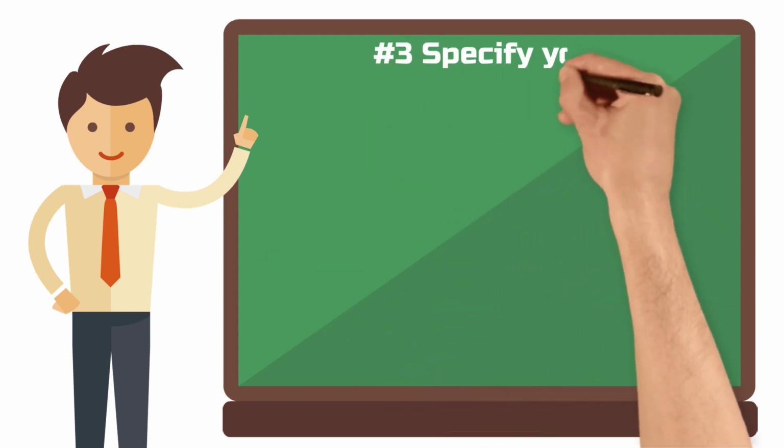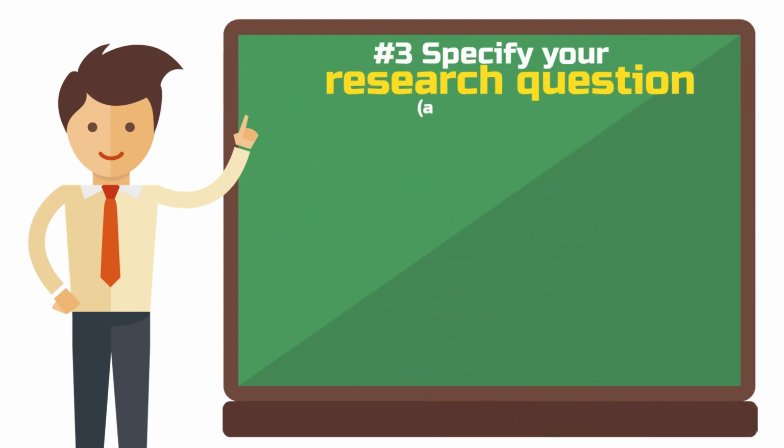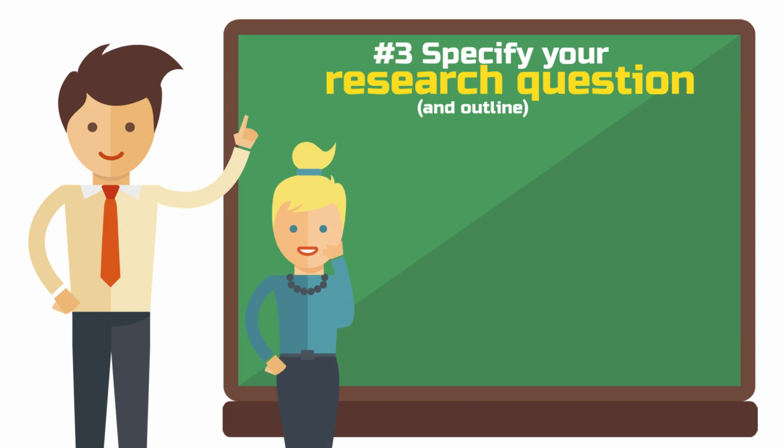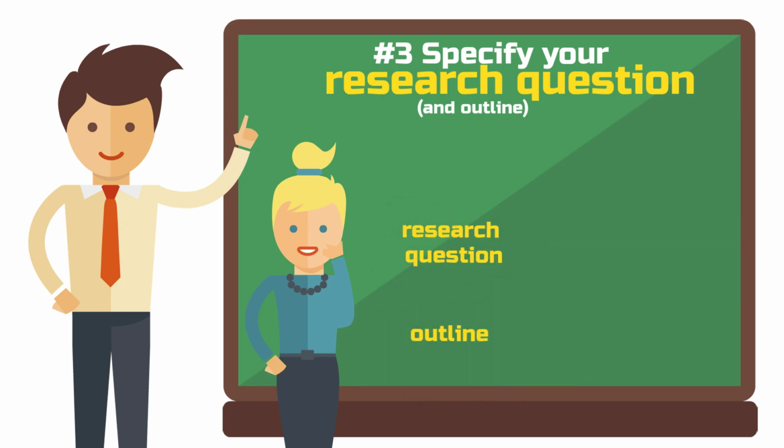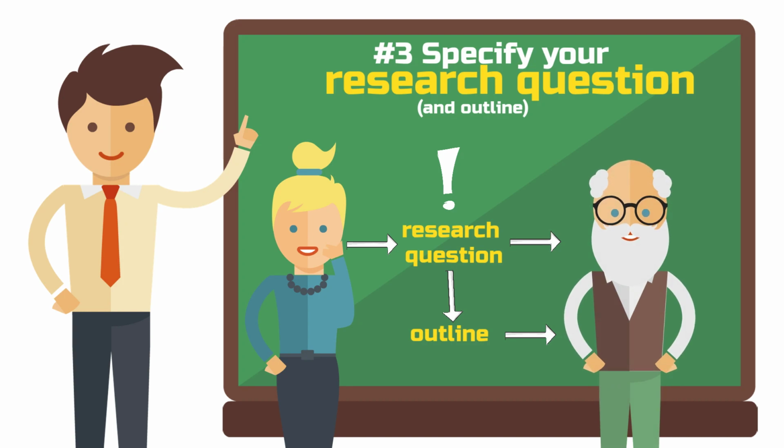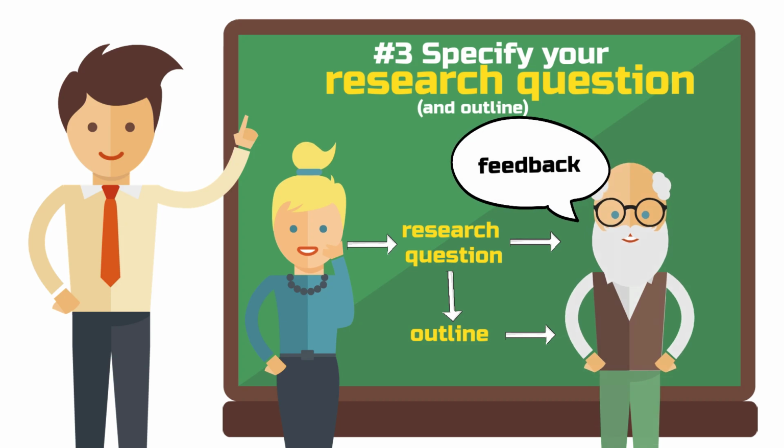Tip 3. Specify your research question and outline before you start. If you were to ask me, what are the most important things I should consider when writing a term paper? I would advise you to decide on your research question and outline in the very beginning. It should be your top priority to come up with a guiding question. You can then create the outline of your paper around it. You then take both under your arm and march into the next available consultation hour with your supervisor. There you will get feedback.